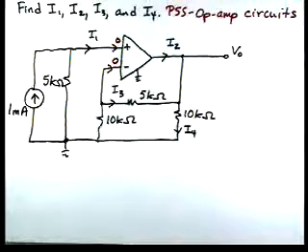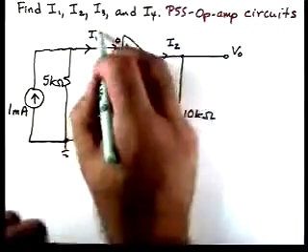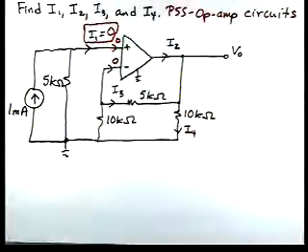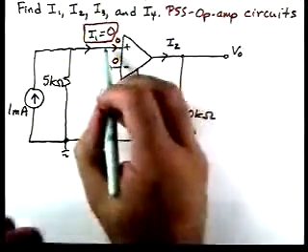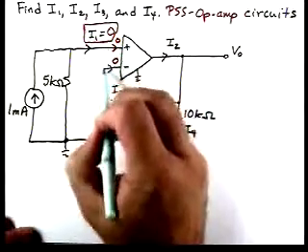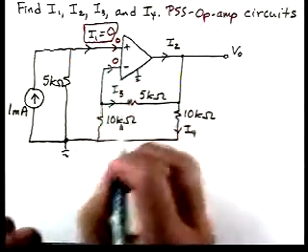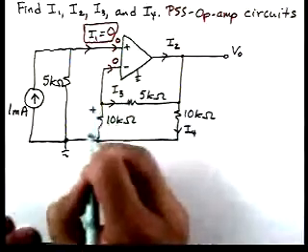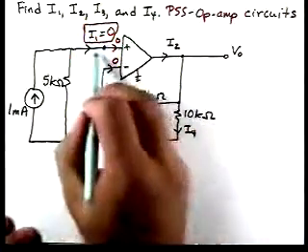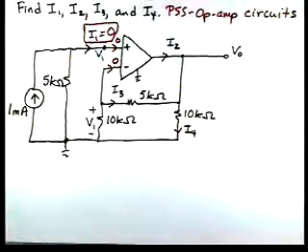So this tells us, for instance, that I1 is equal to 0. And if you'll also remember, the voltage across these two terminals is 0. So if I define this voltage as V1, then the voltage at this node with respect to ground is also 0.